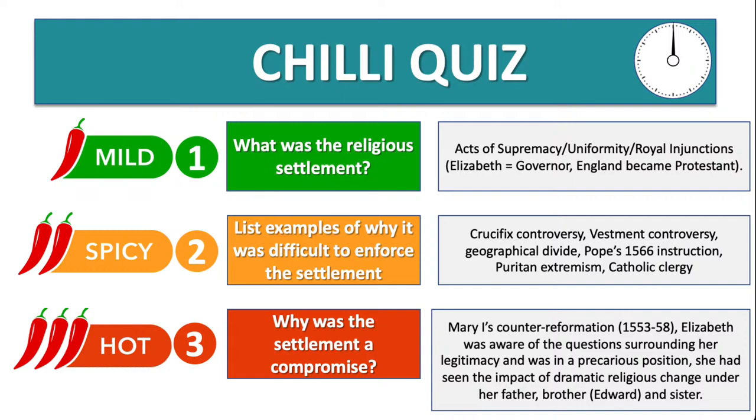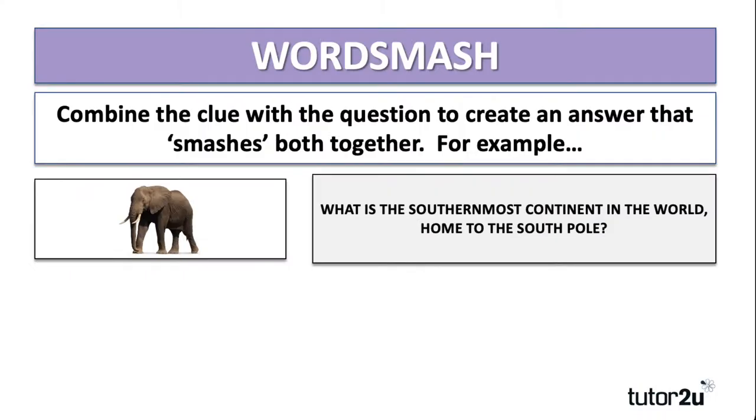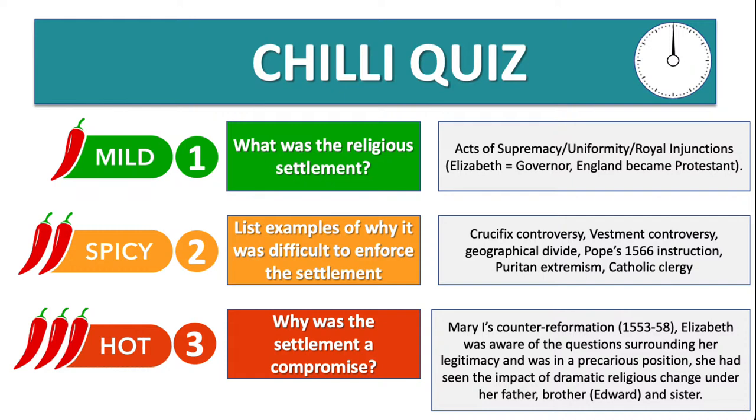Some examples of why it was difficult to enforce a settlement. We had the crucifix controversy and the vestment controversy, which we just looked at in the Stepping Stones activities. We've got the geographical differences between the north and the south and the different religious beliefs in the different areas. We've got the Pope's instruction for Catholics to stay at home. We've got Puritanism. We've got Catholic clergy not wanting to conform. And then, why was it a compromise?